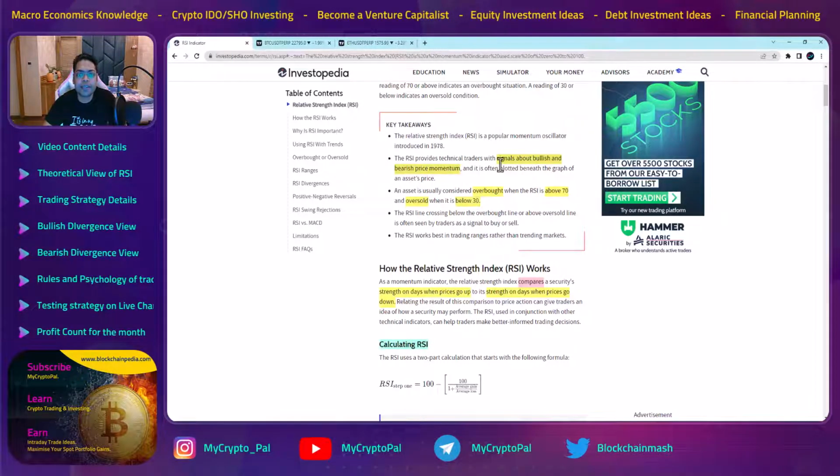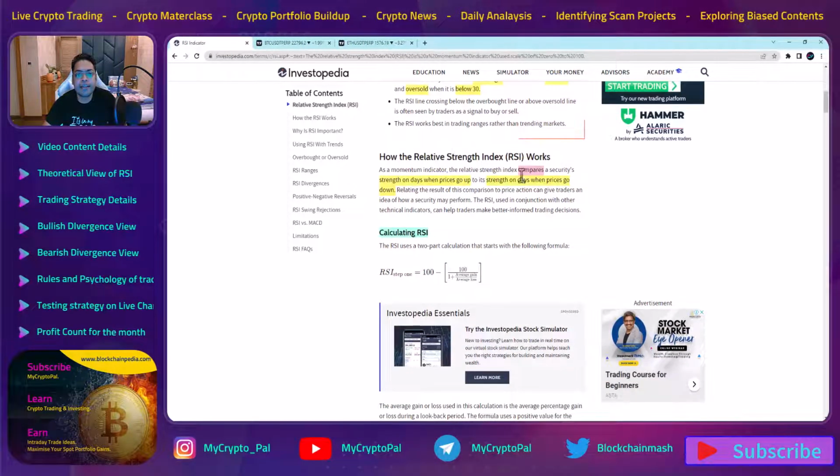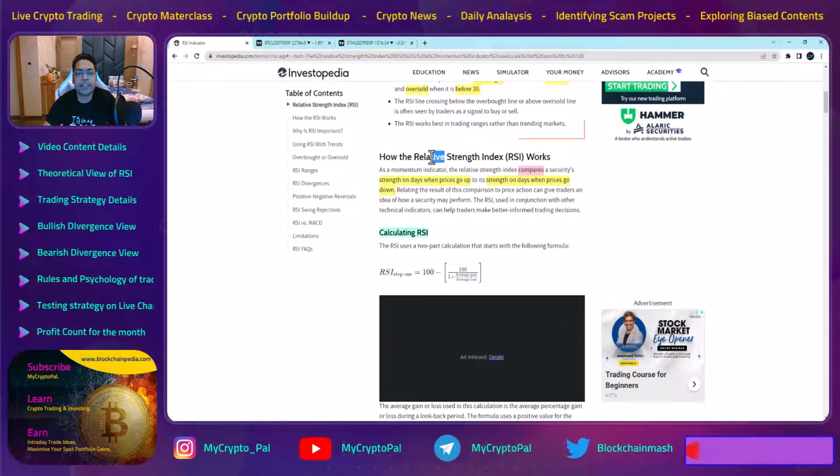RSI provides signals about bullish and bearish price momentum. Now, how do we figure out what is bullish and what is bearish price momentum? How RSI is calculated is basically by comparing, because it's relative. Relative strength index. Relative means there has to be a baseline, or a reference line, from which you can make a strength calculation. That's why it's called relative.